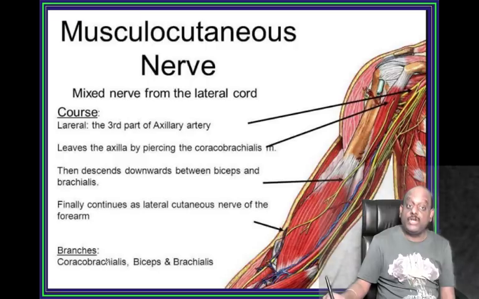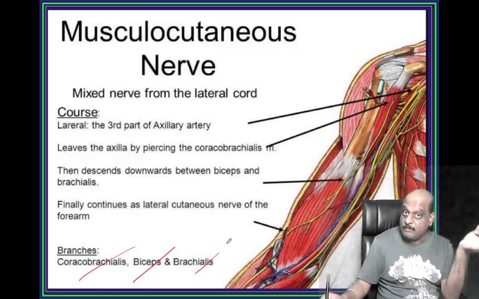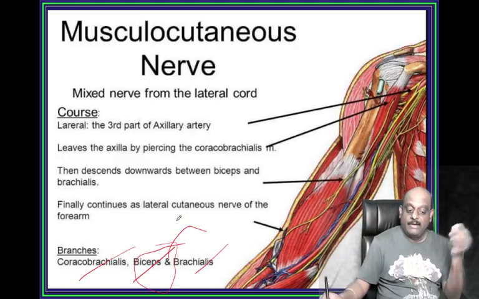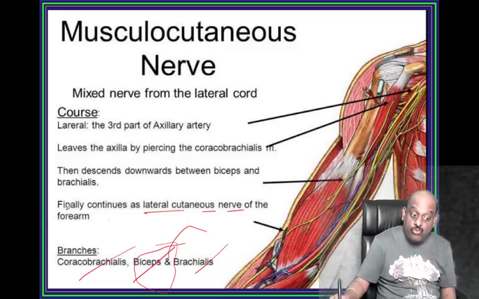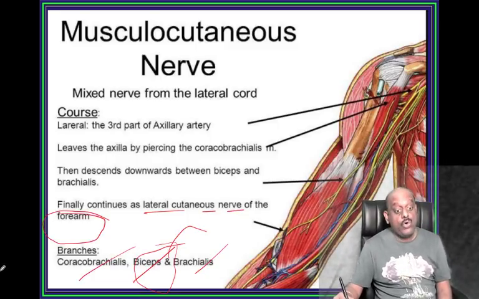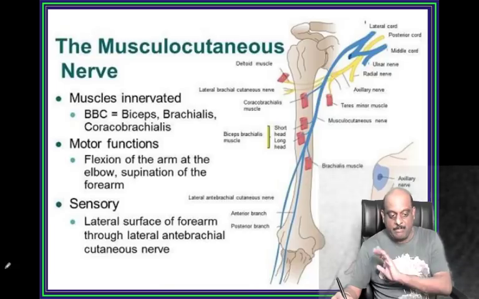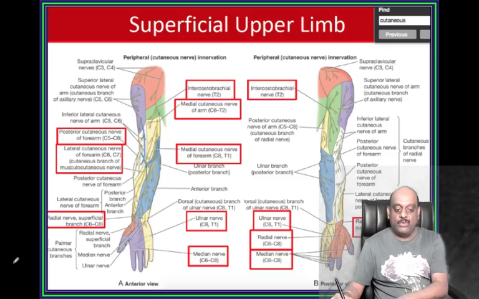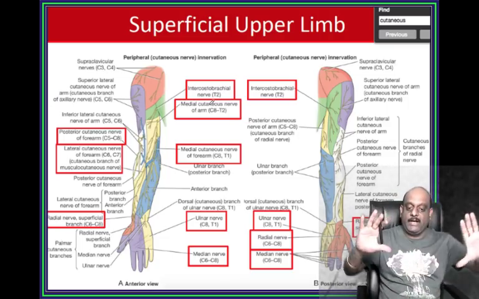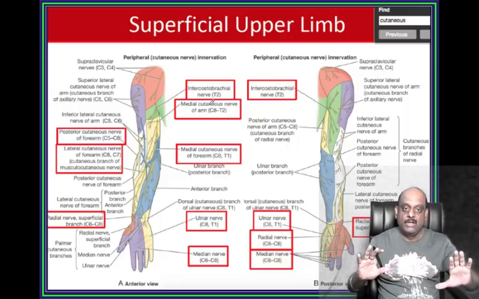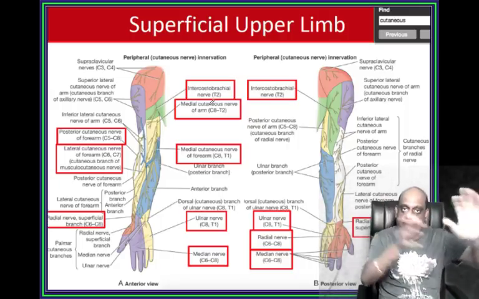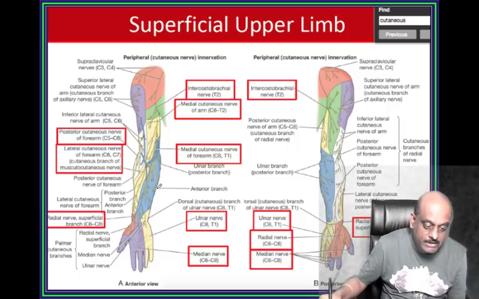Now, musculocutaneous nerve supplies coracobrachialis, biceps, brachialis, these three. It is the lateral cutaneous nerve of the forearm. Forearm is what you should remember. Now, doctor, this is a very important tip. Okay? So, I leave this in the PPT. Please do the revision.